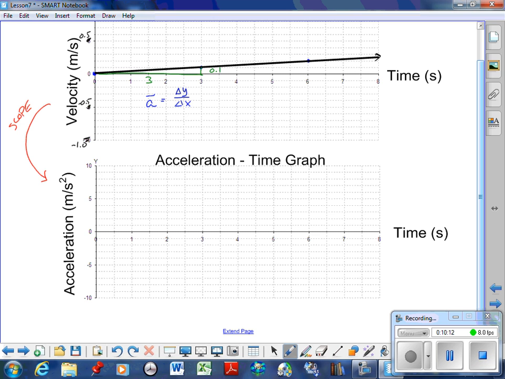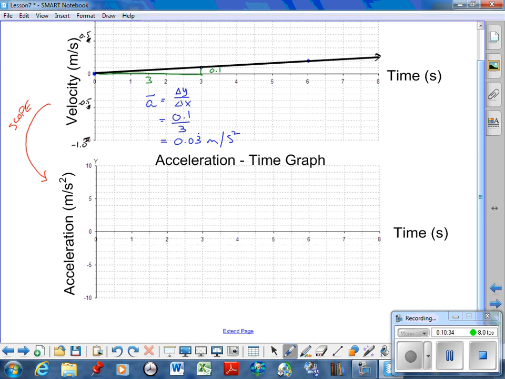Now we didn't have to do this yesterday or last lesson because we were looking at a horizontal velocity-time graph, so acceleration was always 0. So we get 0.1 divided by 3. So we get 0.03 repeated. And that's meters per second squared.